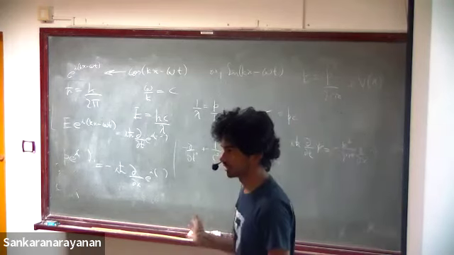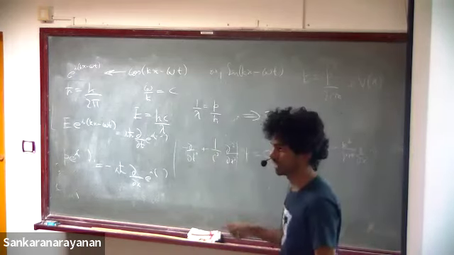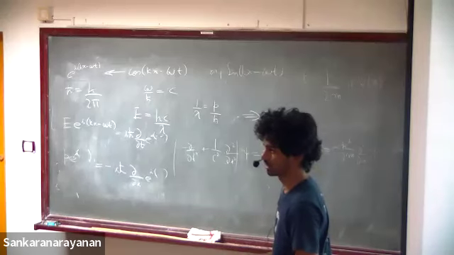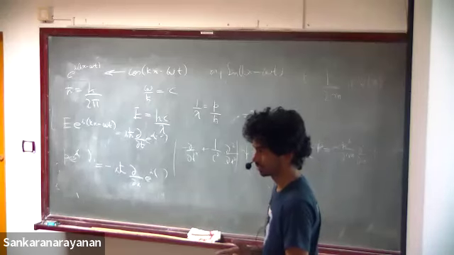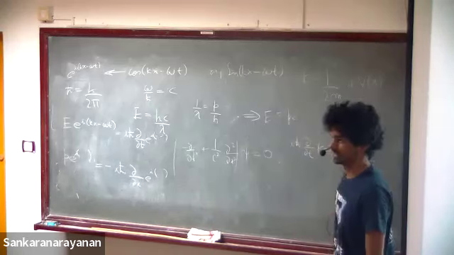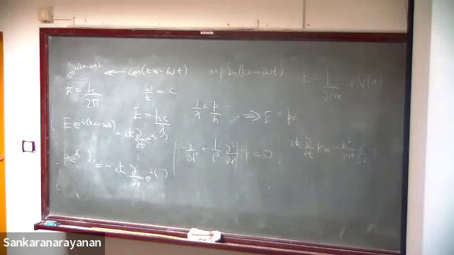V is some potential. Say, for example, half kx squared minus alpha by r, something. It can be anything, some potential, and the particle lives in that potential in some sense. Right. That's right.